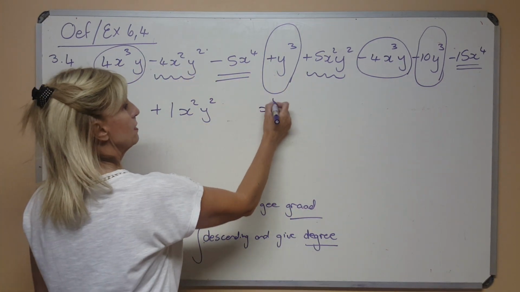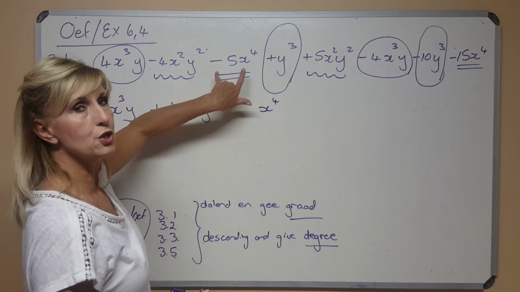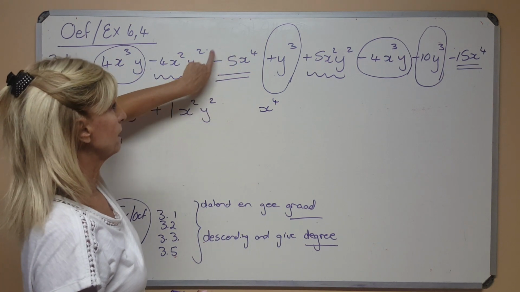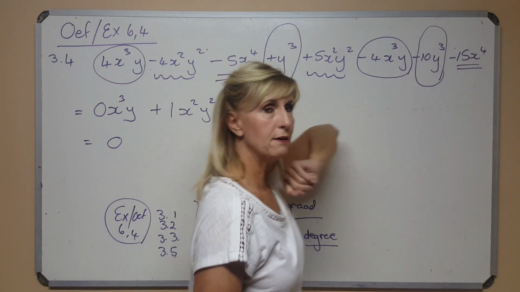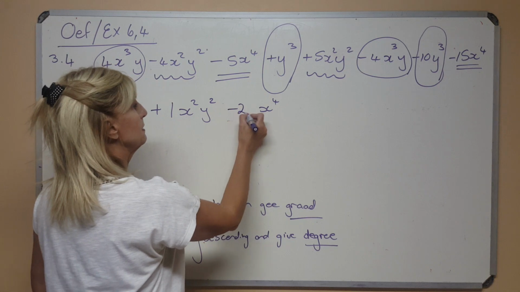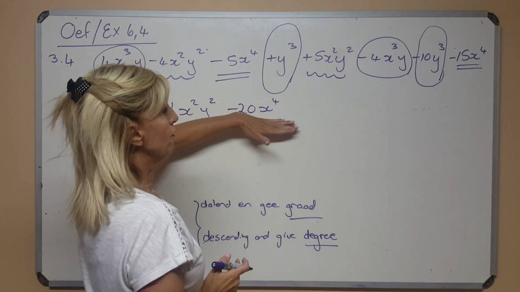How do you add the x to the power 4 terms together? You add the coefficients. The number in front of the variable, the coefficient, is minus 5 and minus 15. When you add minus 5 and minus 15, you get minus 20.